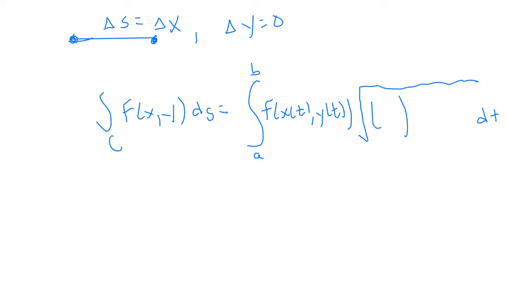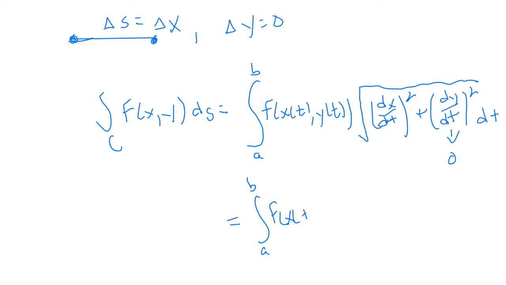Okay, so again, we have delta x over delta t squared plus delta y over delta t squared. Now, being that delta y equals 0, what would dy dt equal? What's dy dt going to have to equal? 0. Excellent.